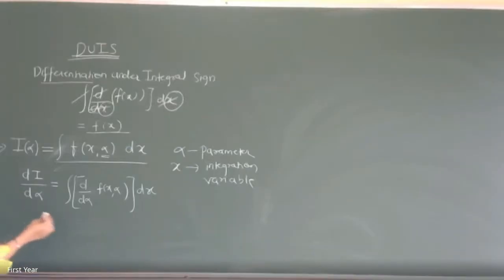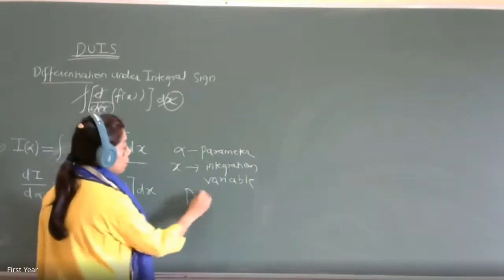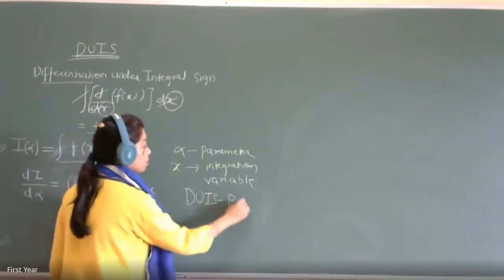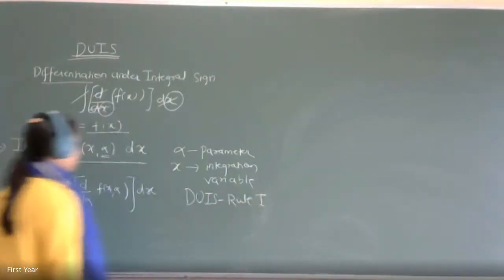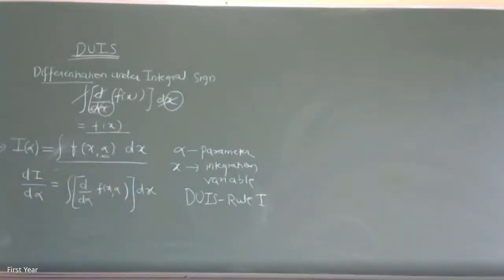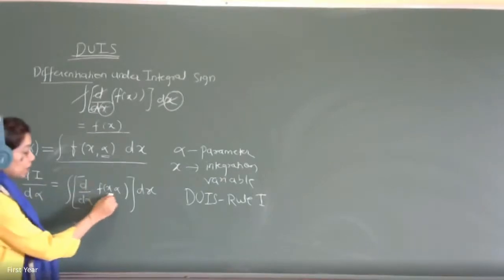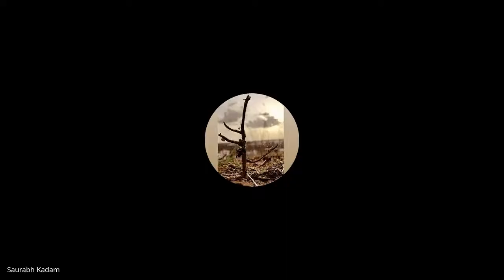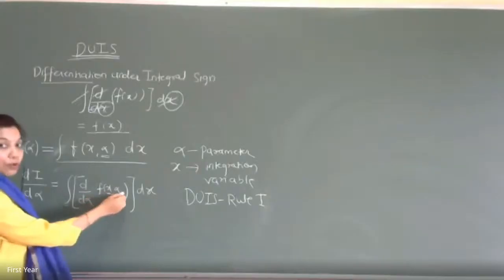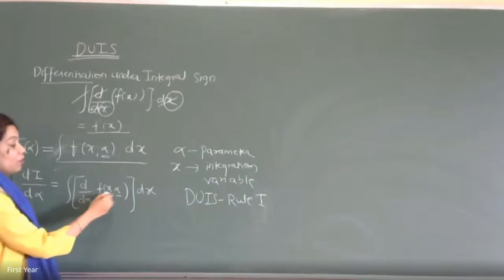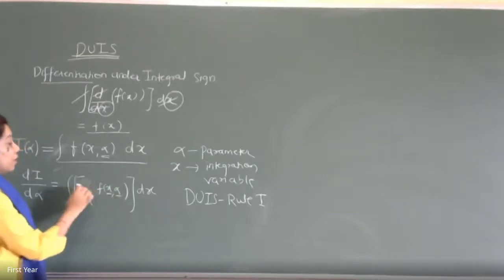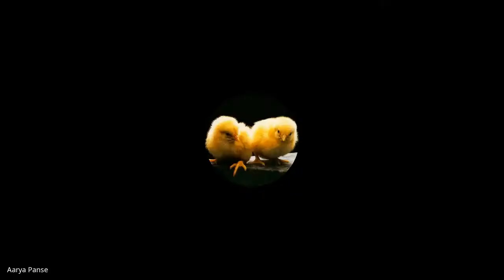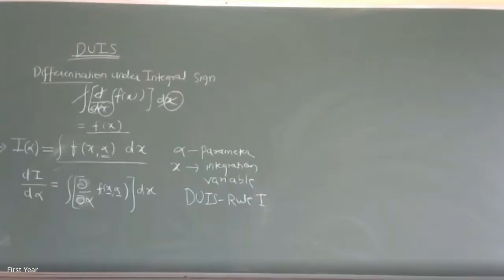Now let us see what the rules are. So there are two rules basically. First is called DUIS rule 1, and second one is DUIS rule 2. Before going ahead, tell me whether this will be d by d alpha or delta by delta alpha. How many variables are present here? This function depends on two variables. So whenever the function depends on more than one variable, we don't have an ordinary derivative, we have partial. Exactly.